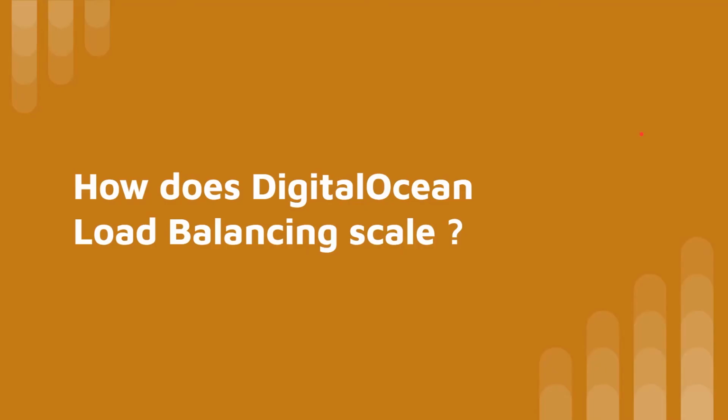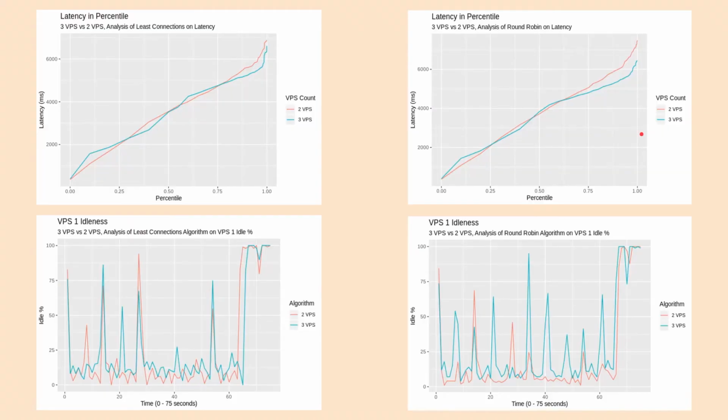And just for reference, I also compared it with DigitalOcean's load balancing scaling, and the same holds true. Especially at the 99th percentile, we can see that having 3 VPSs is way more advantageous than having 2 VPSs. When it comes to idleness, for least connections, it's pretty much the same. But when it comes to round robin, which is DigitalOcean's more favored algorithm, it performs way better.